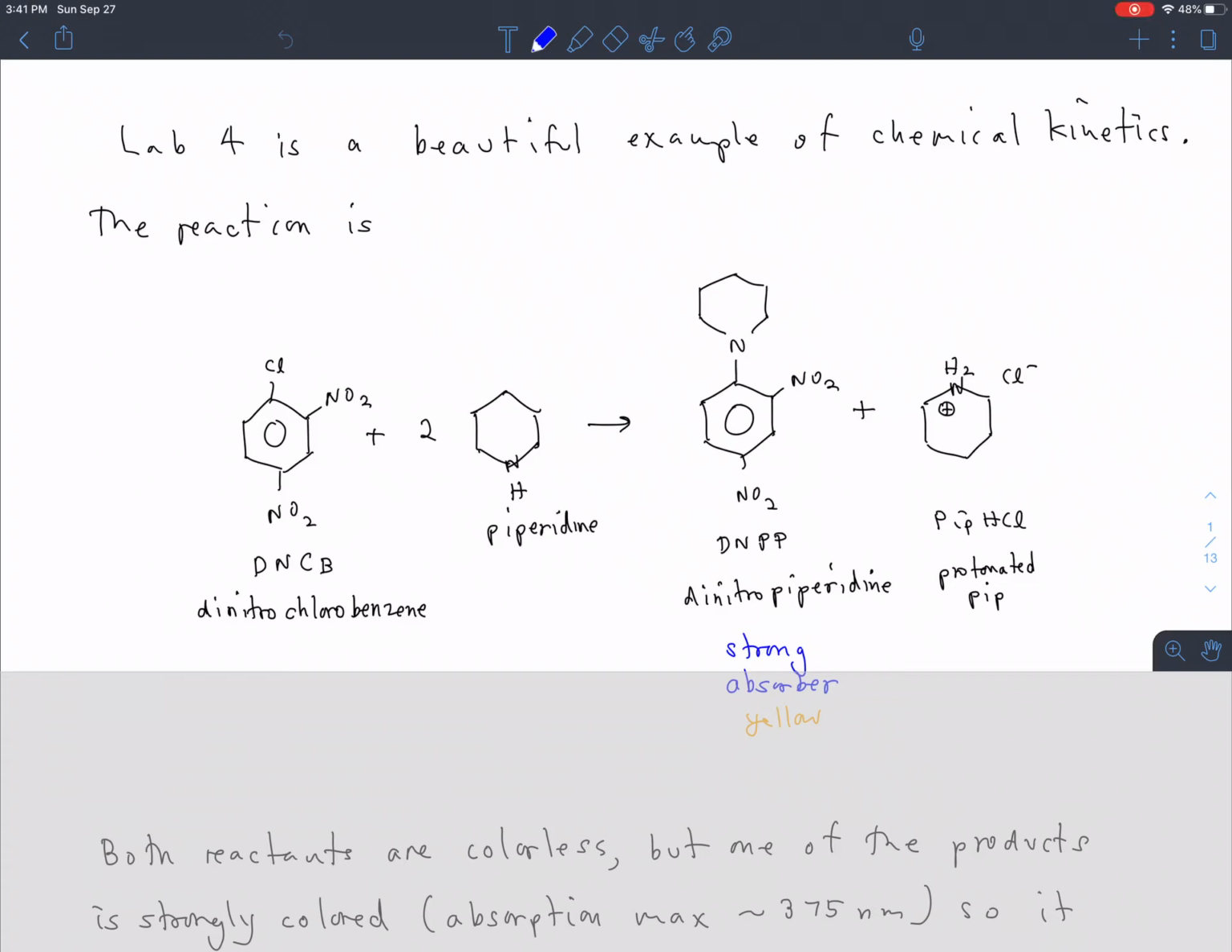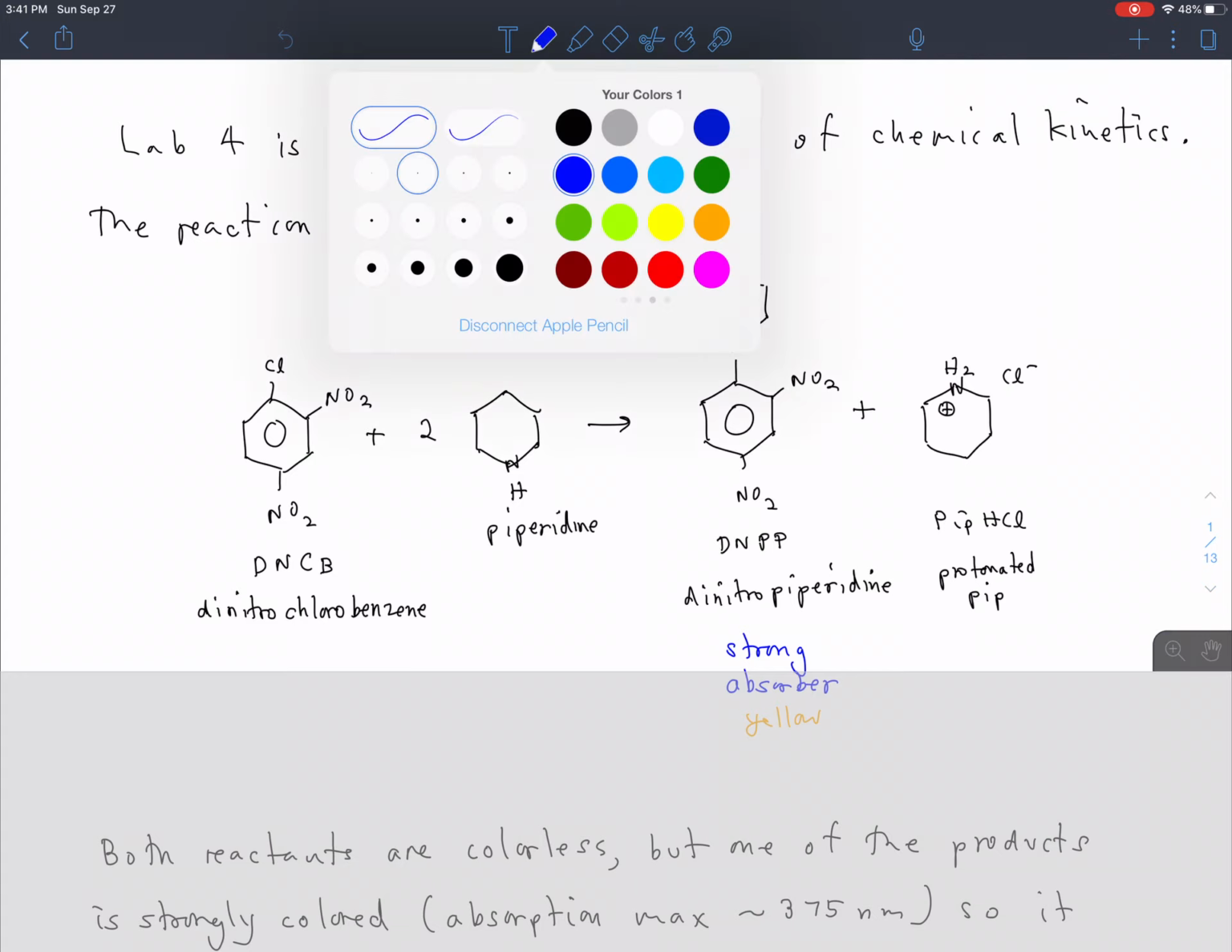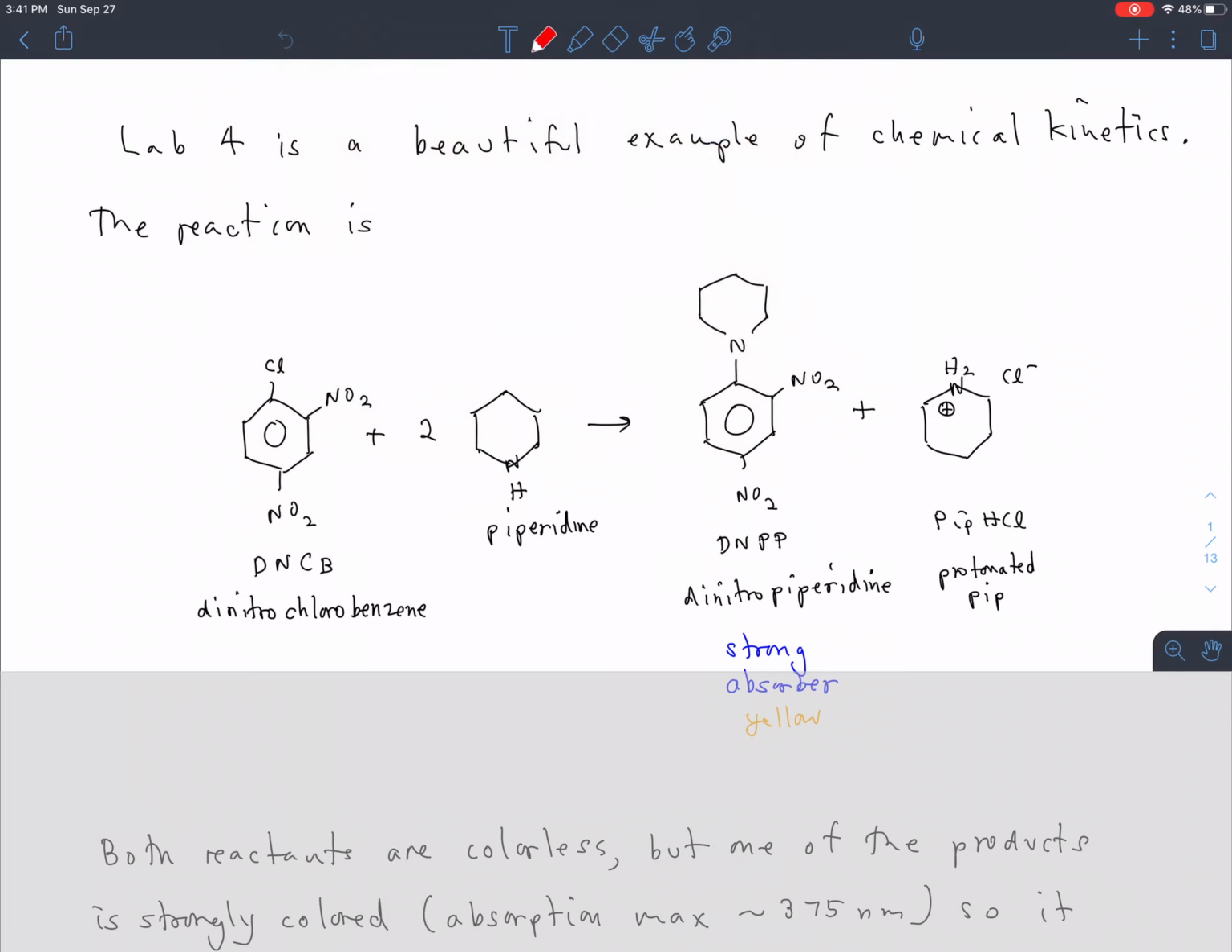All right, week 2 for lab 4, the chemical kinetics lab. Last week we talked about mostly issues that had to do with actually collecting the data. This week let's talk about the data analysis. So as before, this is the chemical reaction that we're measuring.